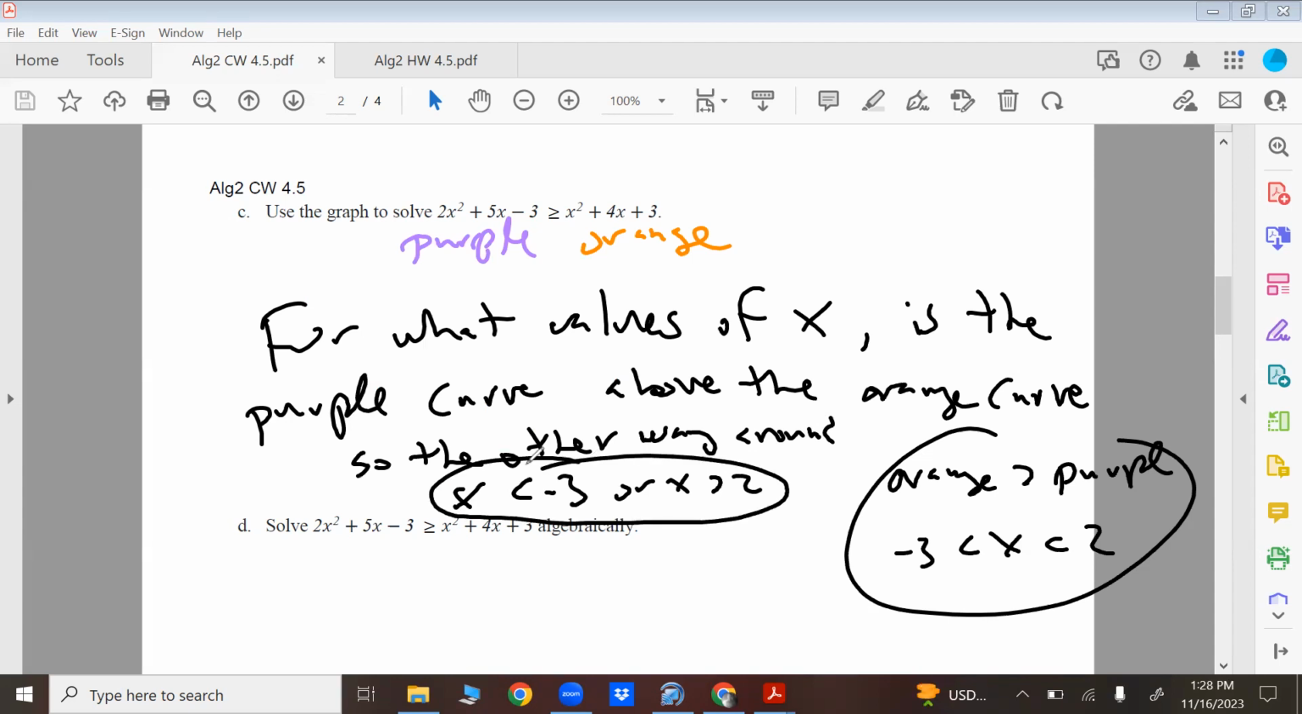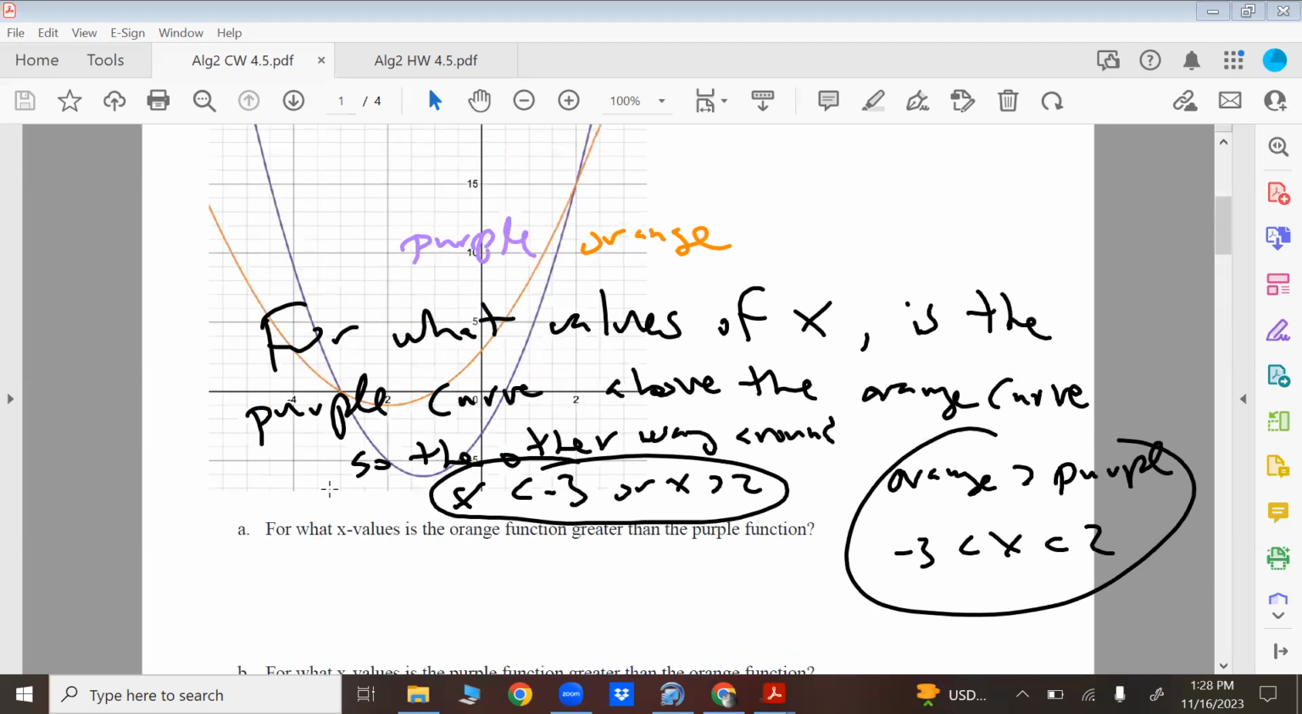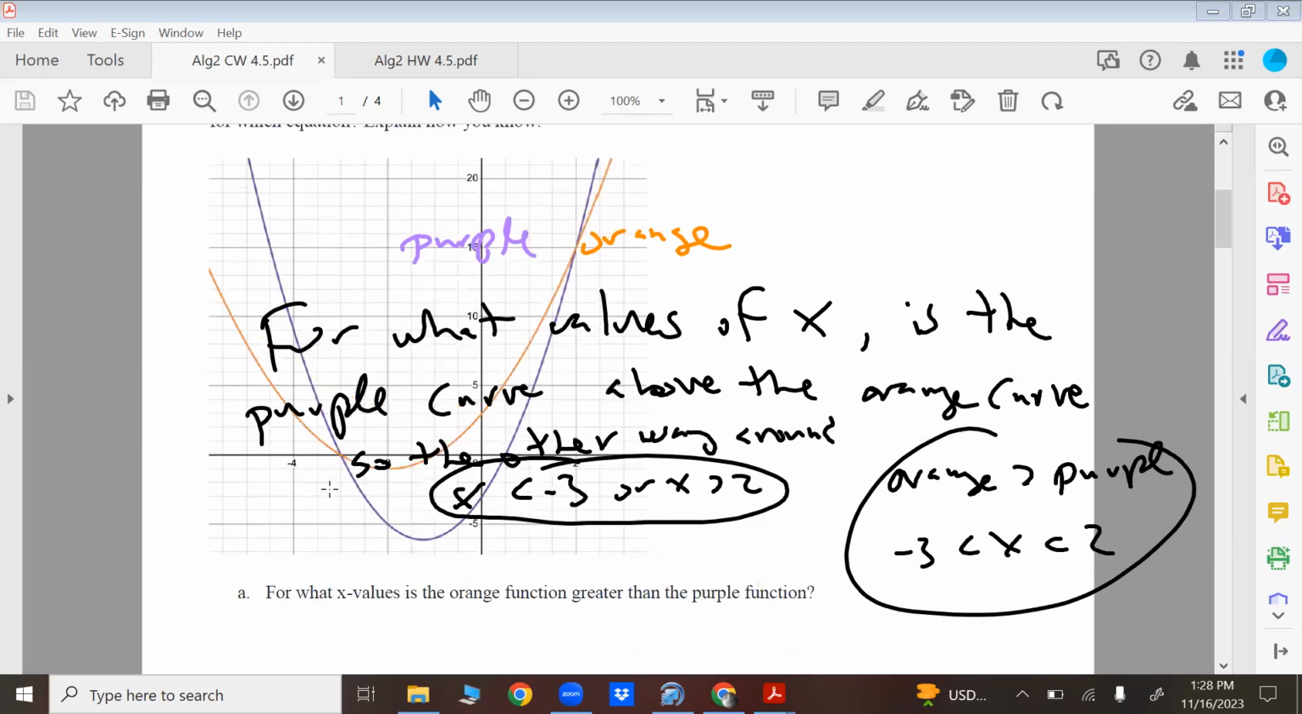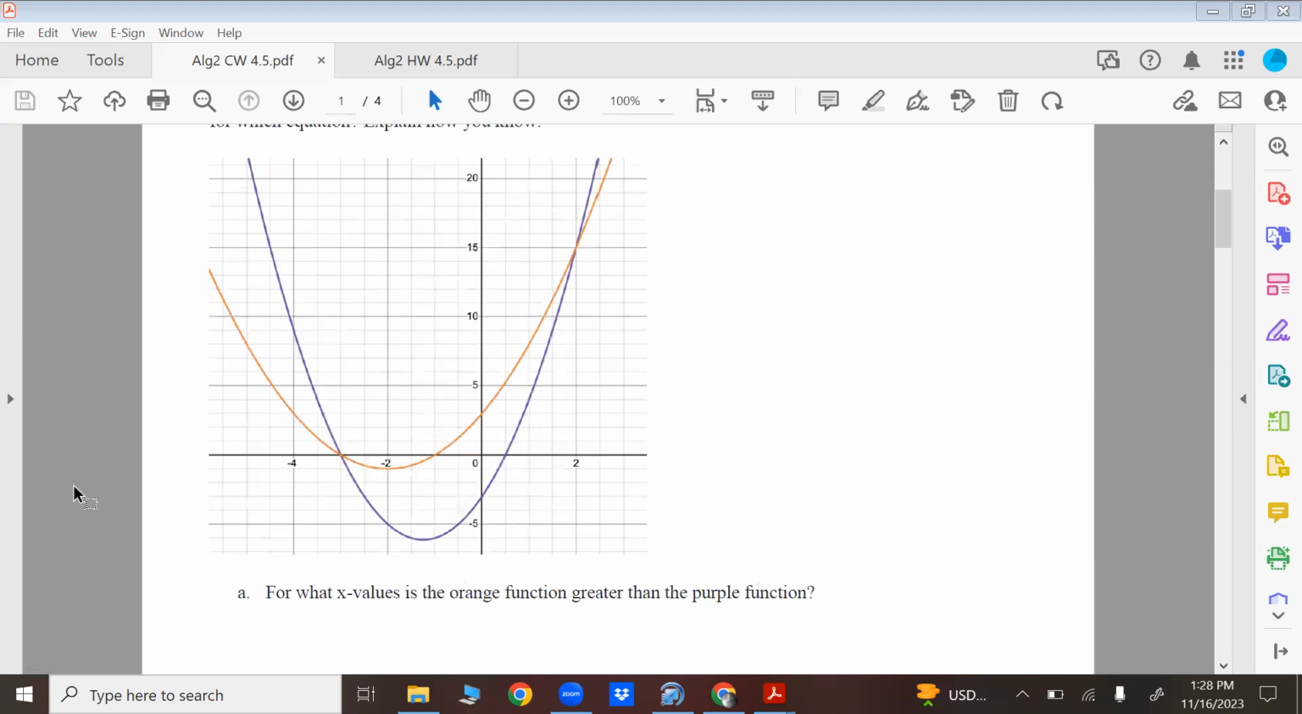So if I go back to the graph again, where is the purple higher than the orange? Clearly, let me clear my screen for a moment. Clearly, the purple curve is higher than the orange curve, starting at -3 and going that way, right? The purple's above the orange in that region. We're also the purple higher than the orange. See where they touch at 2? After 2, when you go into the right, the purple's above the orange.